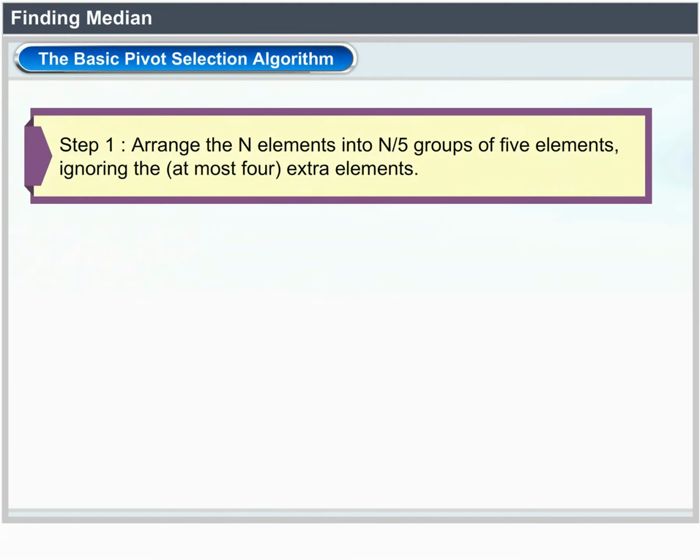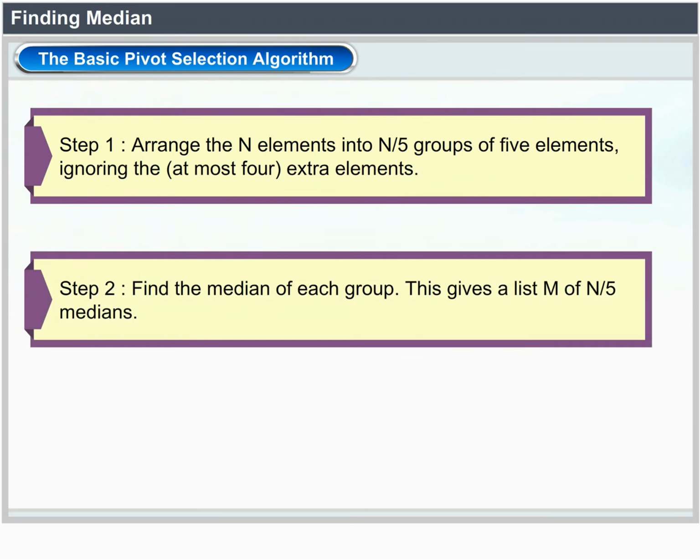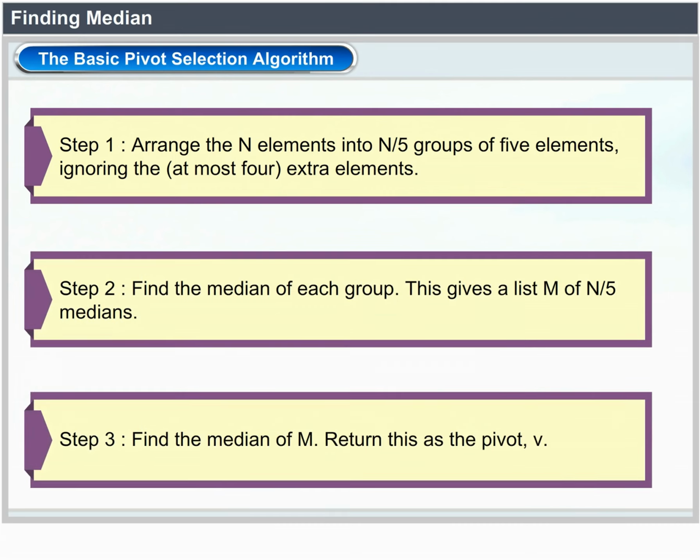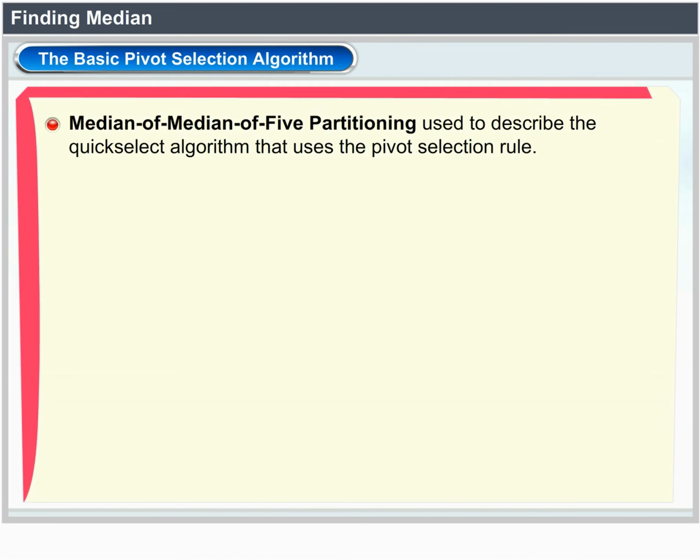Step 1. Arrange the n elements into n/5 groups of 5 elements, ignoring the at most 4 extra elements. Step 2. Find the median of each group. This gives a list M of n/5 medians. Step 3. Find the median of M. Write this as the pivot v. Median-of-5 partitioning is used to describe the quickselect algorithm that uses this pivot selection rule.